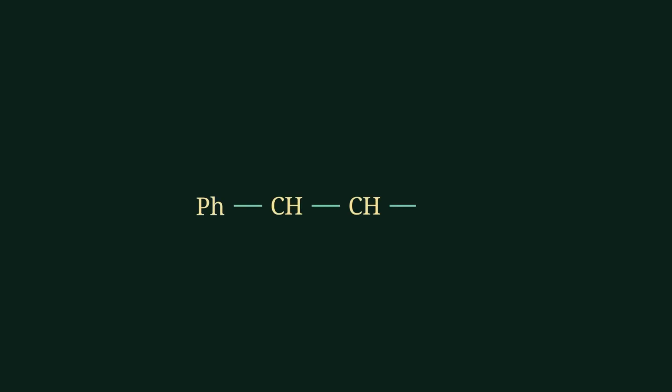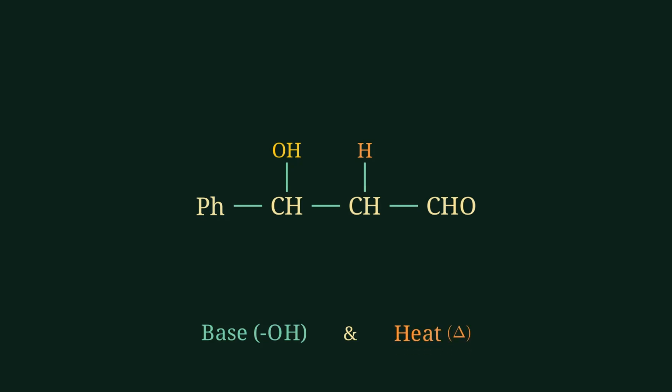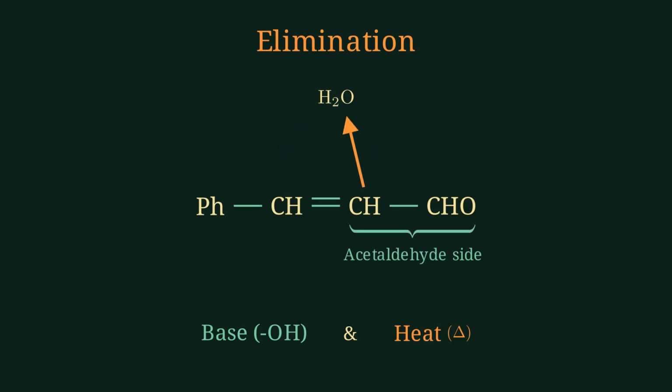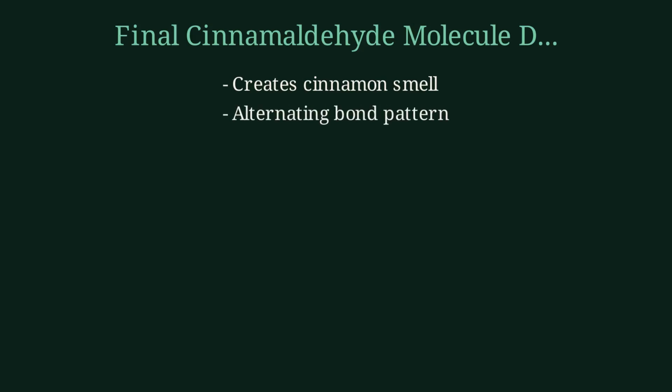But the reaction isn't finished yet. This intermediate is still a bit crowded and unstable. In the presence of the base and a little bit of heat, something called an elimination happens. A molecule of water is kicked out: 1 hydrogen from the original acetaldehyde side and the oxygen group from the benzaldehyde side. Look at the resulting structure. This is cinnamaldehyde, the very molecule that gives cinnamon its characteristic smell.